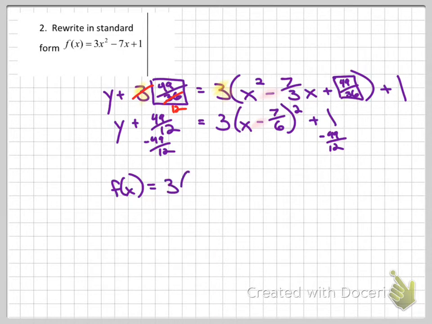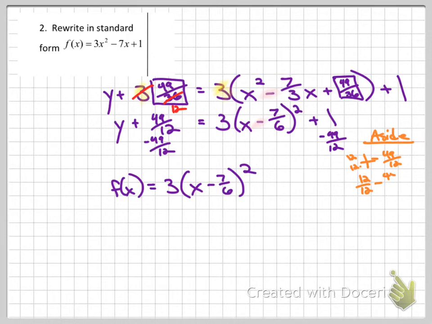I have 3 times (x minus 7/6) squared, and then maybe I need to do a little work on the side. 1 minus 49/12 is what I'm trying to do. Common denominator times 12 times 12. 12/12 minus 49/12. 12 minus 49 is negative, but minus 37/12. This is my standard form.